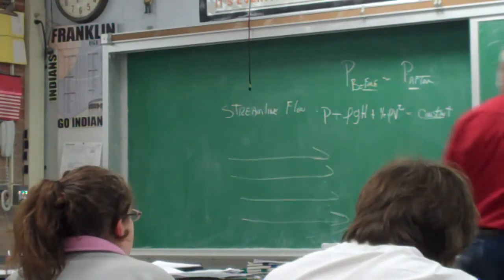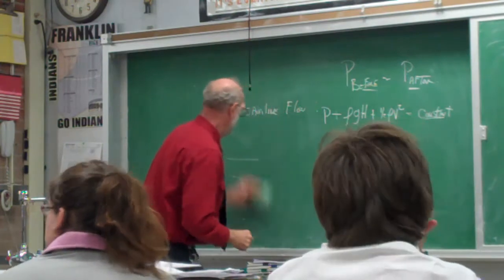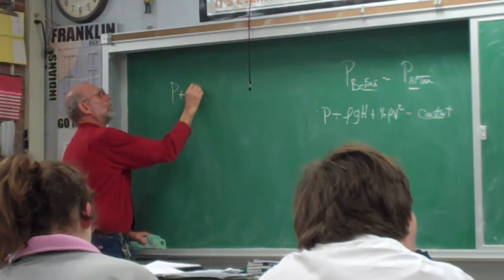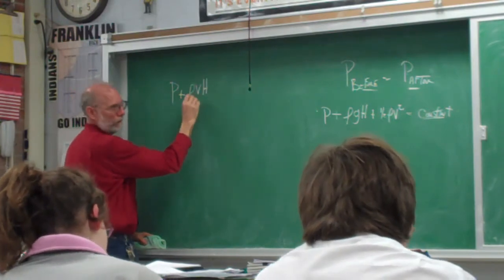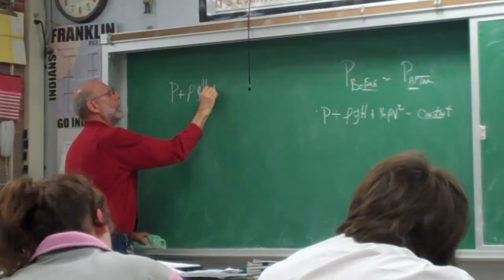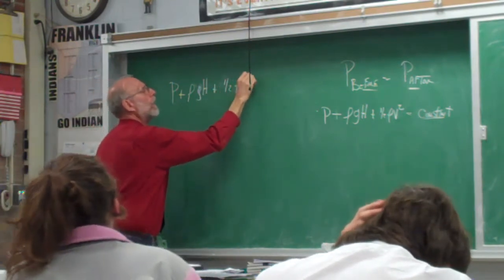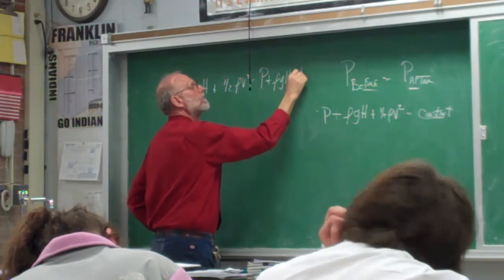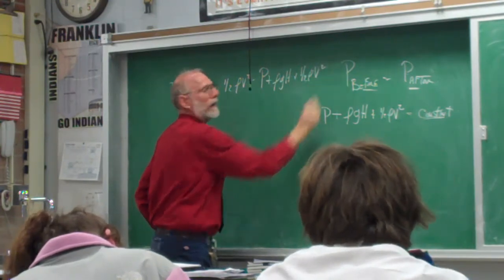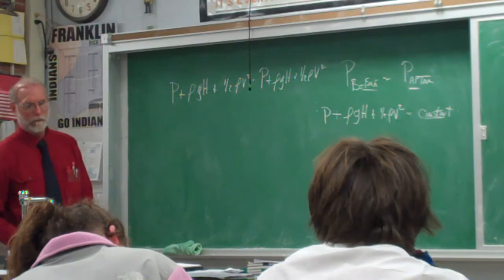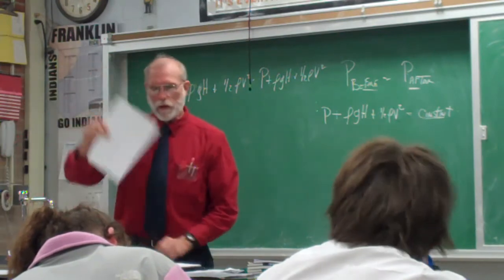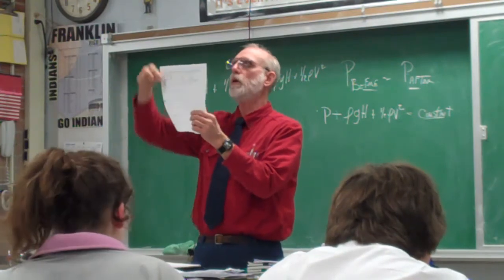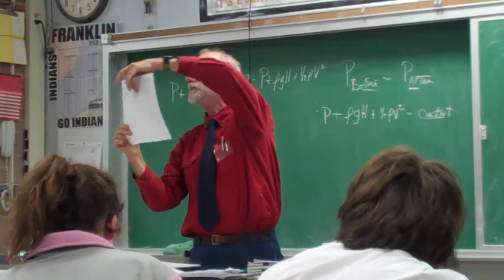Now what this translates into is that P plus rho g h plus 1/2 rho V squared is equal to P plus rho g h plus 1/2 rho V squared. And you get into situations like this, where I've got streamline flow, but note that the size of my pipe is getting smaller.